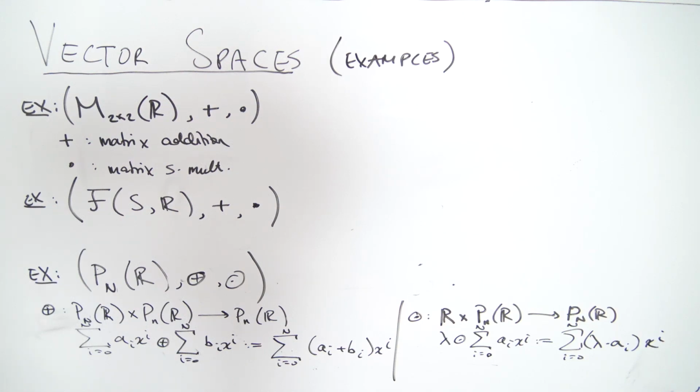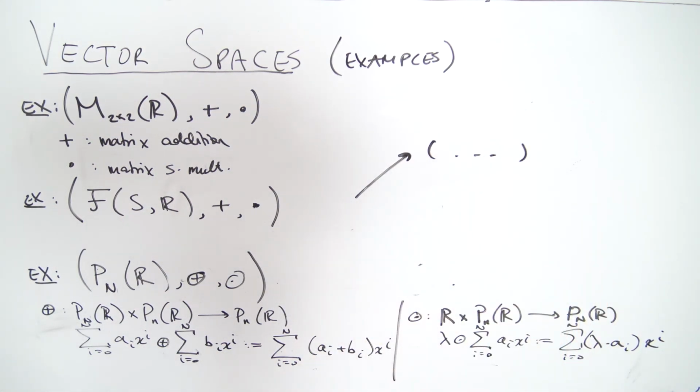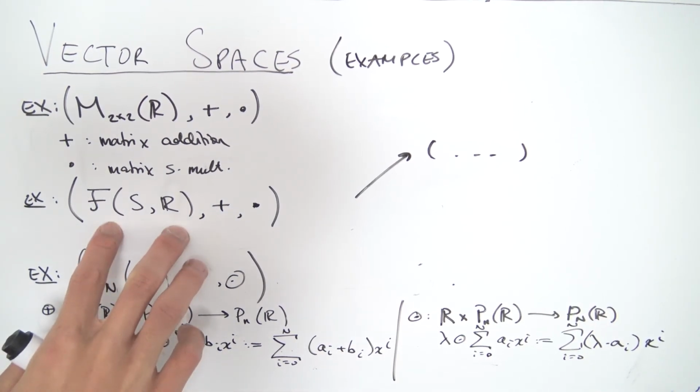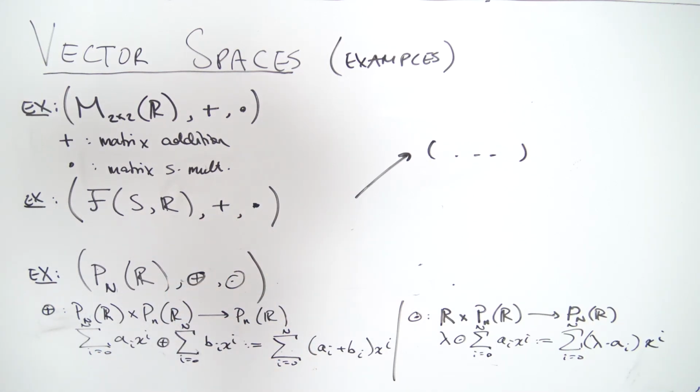So notice these don't necessarily have to be arrows in space with a bunch of coordinates and whatnot. They can be any abstract mathematical objects that you put inside the set, and you define these two operations on them, and they obey a bunch of axioms, and we call them vector spaces. So those are some examples of vector spaces.